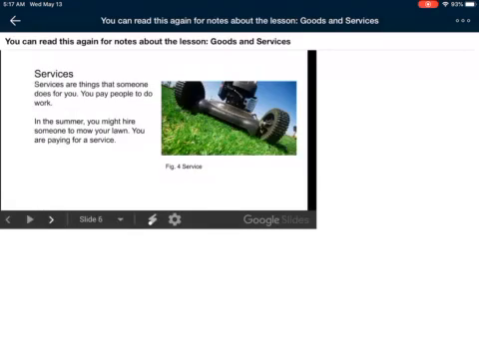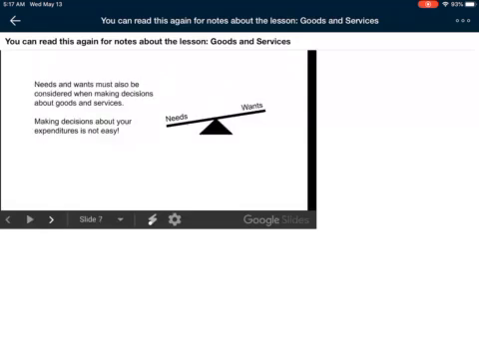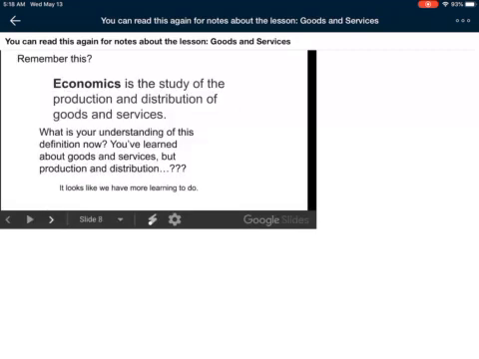Services. Services are things that someone does for you. You pay people to do work. In the summer, you might hire someone to mow your lawn. You are paying for a service. Needs and wants must also be considered when making decisions about goods and services. Making decisions about your expenditures is not easy. Remember this, economics is the study of the production and distribution of goods and services. What is your understanding of this definition now? You've learned about goods and services, but production and distribution, it looks like we have more learning to do.